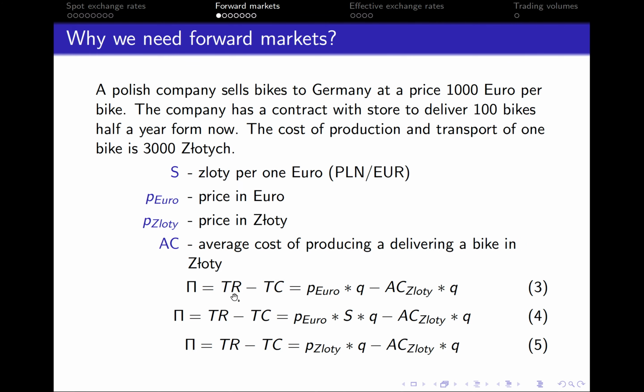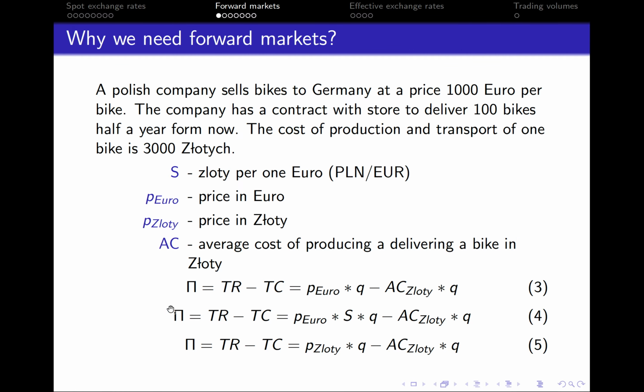Look, this is simply total revenue minus total cost as usual, but let's see what we have over here. We are selling in Germany, so we're gonna be getting euros. So we will have price, expressed in euros, times how many bikes we sold, minus, of course, average cost of producing one bike times how many bikes we sold. But of course, this average cost is expressed in zloty. So look, in this equation, this part is expressed in euros, while this part is expressed in zlotys.